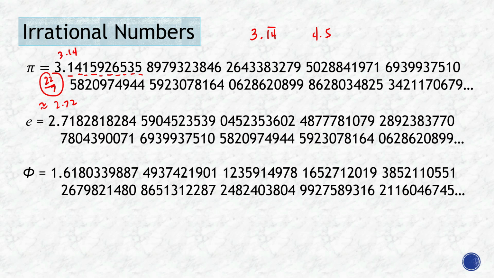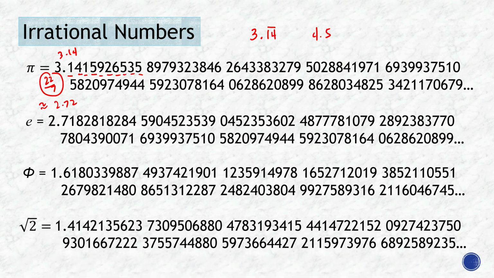So this is the golden ratio, and it's approximately 1.61. I don't know if you're familiar with that, but that's the symbol for the golden ratio. And of course, square root of 2. You see, all these numbers are non-terminating and non-repeating if we convert them into decimals.